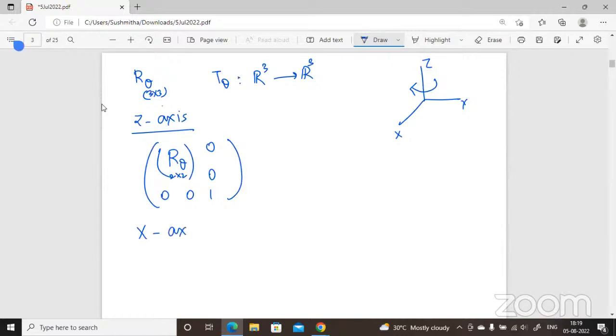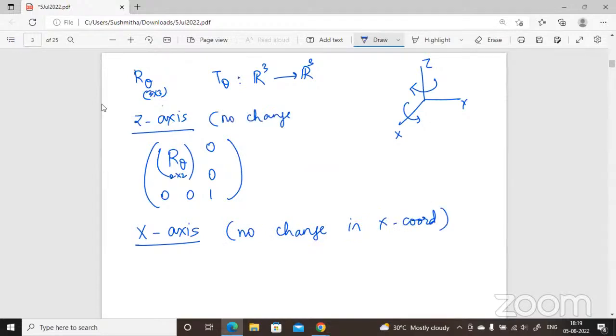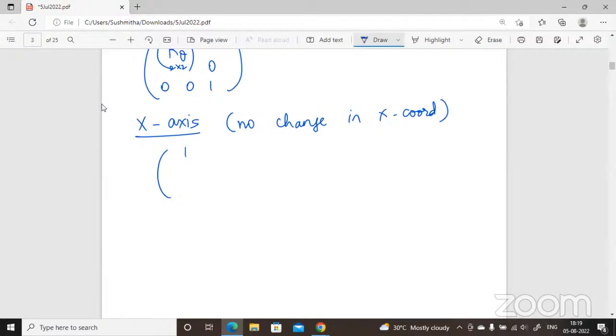When we rotate along the x-axis, what happens? It will be 1, 0, 0. No change in x coordinate, and here there is no change in z coordinate. So here 1, 0, 0, 0, 0. So you fix the x unit vector along the x axis in the position for x, and then you write down the 2 cross 2 rotation matrix here. And you do the same for y as well. 1 will be in the center.